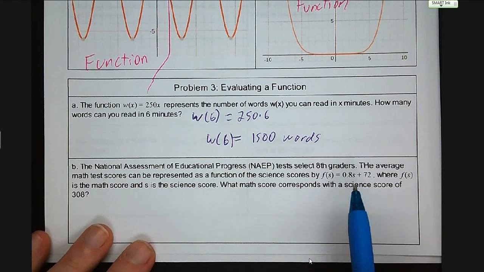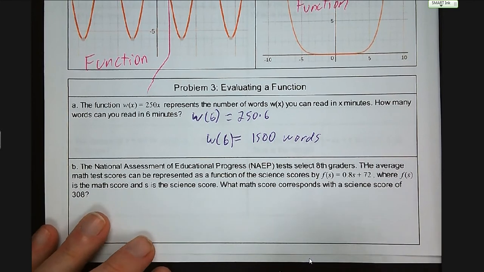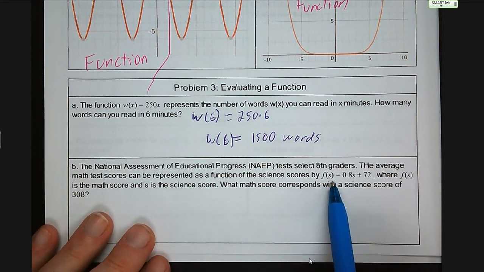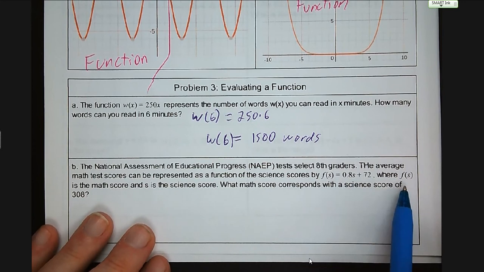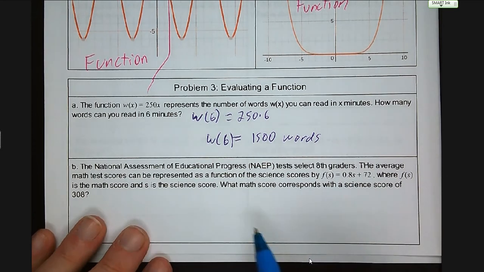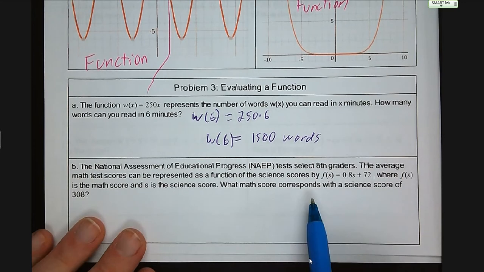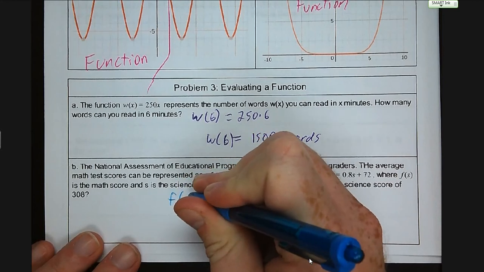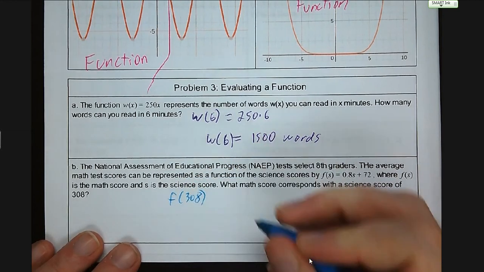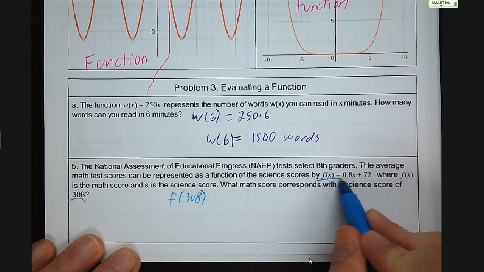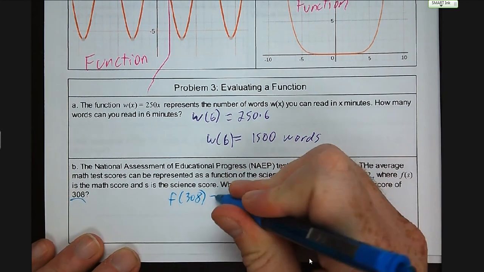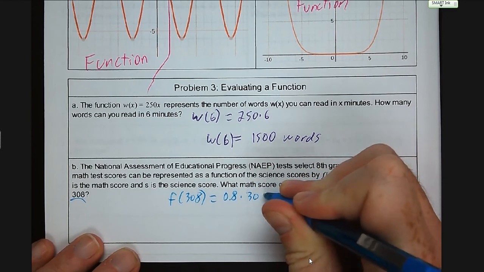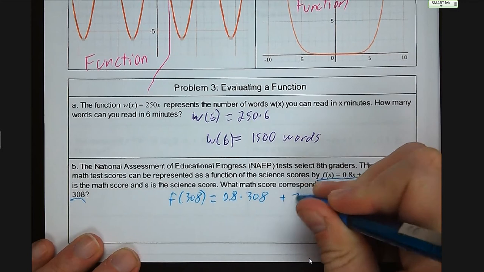Tests select 8th graders. The average math test score can be represented as a function of the science scores by f of s is equal to 0.8s plus 72, where f of s is the math score and s is the science score. What is the math score that corresponds with a science score of 308? So we have f of 308, because that's what we're going to substitute in for s in our equation, is equal to 0.8 times 308 plus 72.